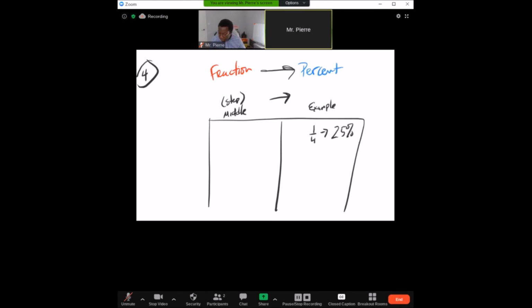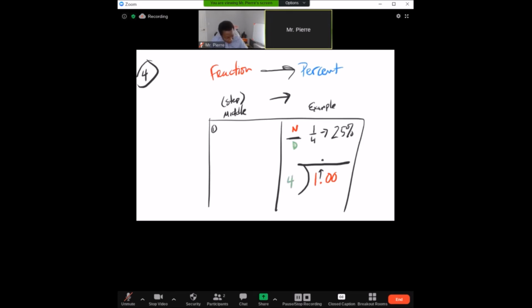Well, we're going to be doing the following. 1, we have to divide the numerator by the denominator. So once again, use our division. We got our numerator, denominator. Numerator goes on the inside. Denominator goes on the outside. And then we just divide.